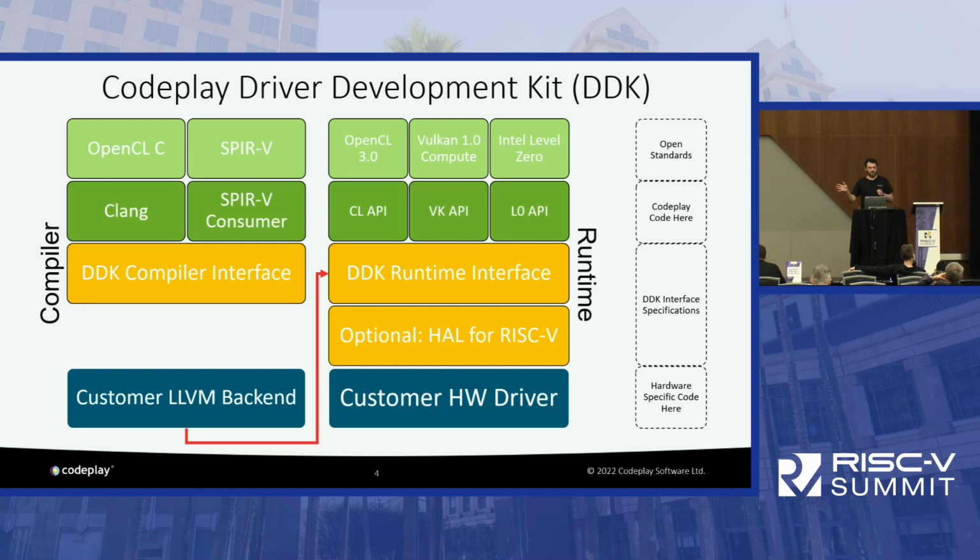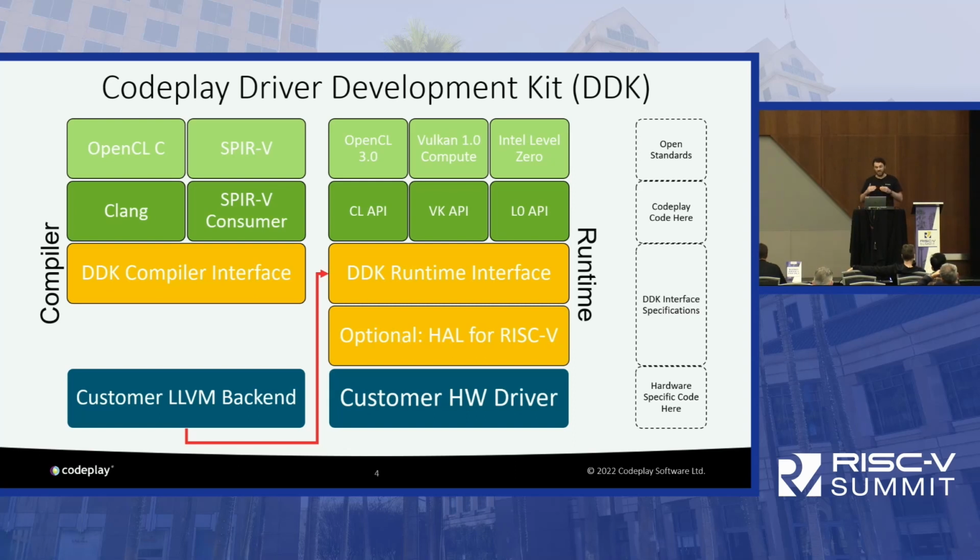In the right-hand side of the stack, we have the runtime part of the standards. So that's OpenCL 3.0, which SYCL would be on top of, or in the DDK we also support Vulkan 1.0 compute and Intel Level 0. We provide implementations of OpenCL on Vulkan, and we're investigating Level 0 at the moment. And again, to implement these standards on top of customer drivers, we provide an interface in a DDK. It's essentially a spec that you implement for your given driver. If you implement code according to our spec, then our code should just run on top of the DDK interface, and it should just work on your hardware.